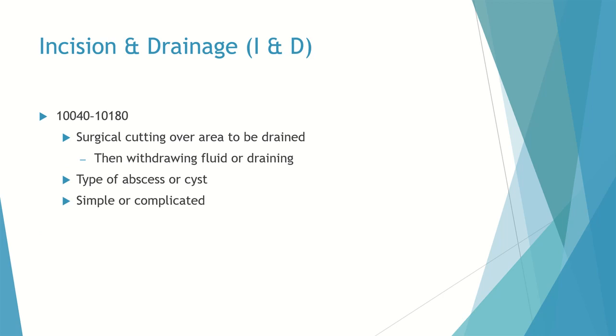Incision and drainage, often called I&D. These codes are generally found in the 10040 to 10180 code range. Surgical cutting over the area to be drained, then withdrawing fluid or draining. It is a type of abscess or cyst, and it could be simple or complicated.